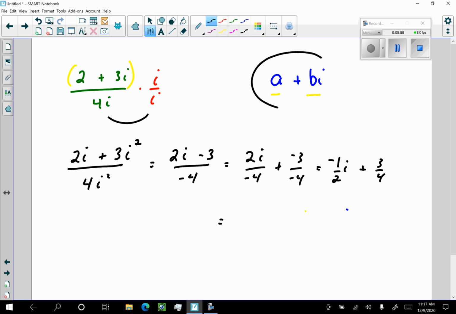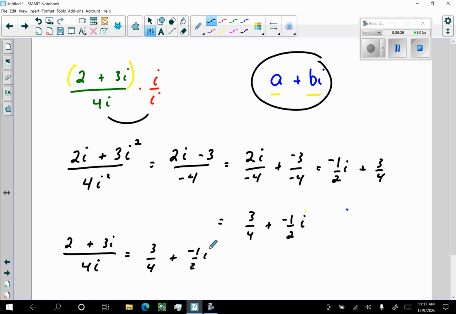But now I want to write it a plus bi, and I'm going to write it as 3/4 plus -1/2 i. And that certainly doesn't look like that. So this is one that you're going to have to really be careful on. So this is 2 plus 3i over 4i does indeed equal 3/4 plus -1/2 i.